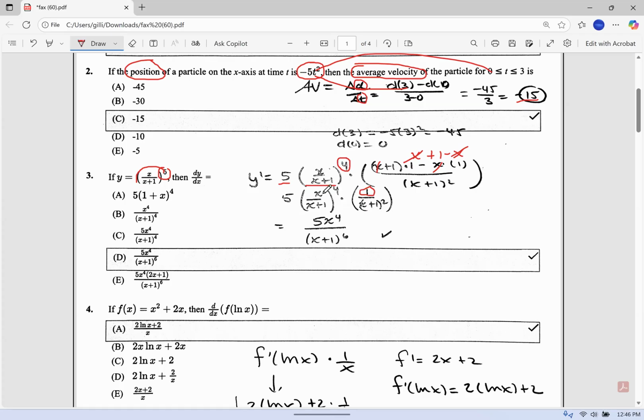And then x to the 4th power is x to the 4th power. And this x plus 1 to the 4th power times that x plus 1 squared gives me x plus 1 to the 6th.